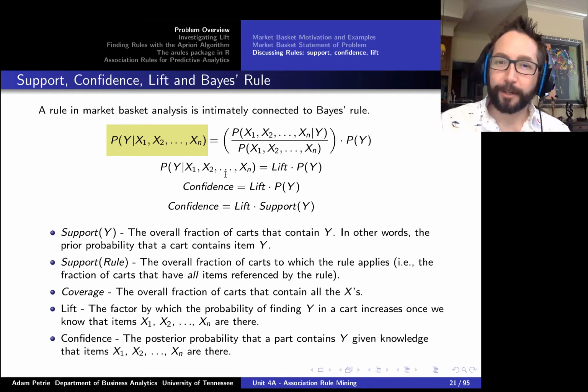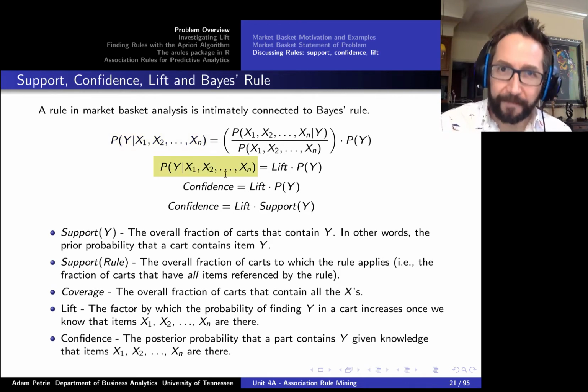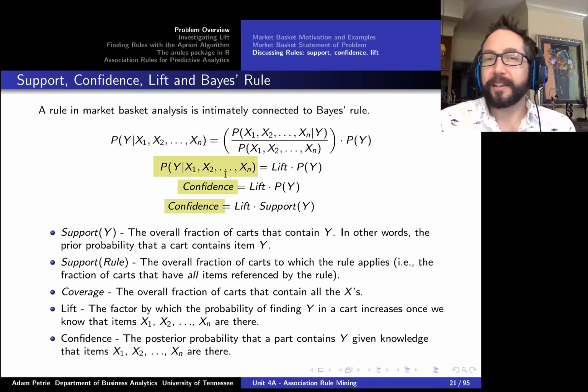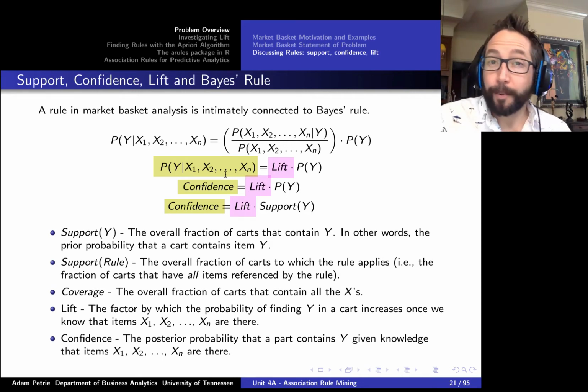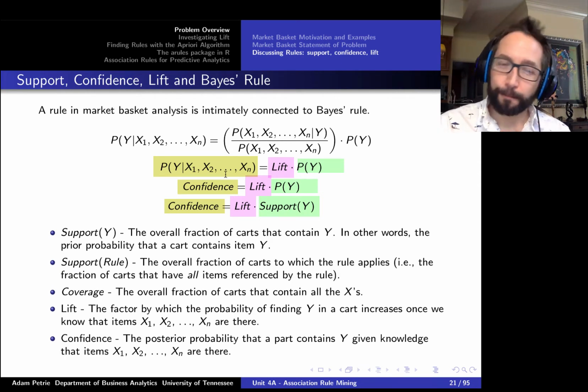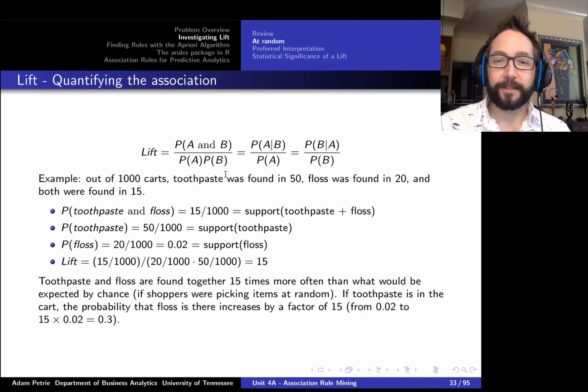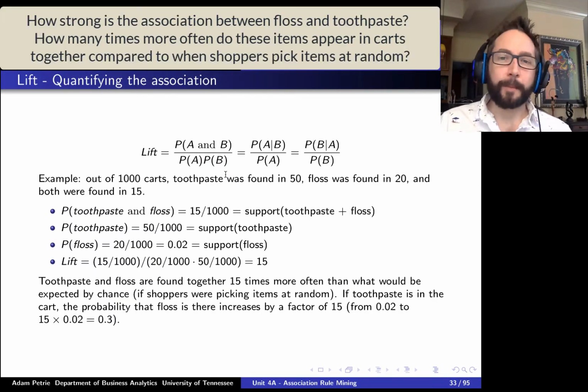Using Bayes' theorem, grouping terms, and just replacing those terms with what we use in market basket analysis, we find that the posterior probability of finding y, the confidence of that rule, is just the lift of that rule times the support of y, the prior probability of finding y. And so there's that nice relationship between all of these terms we've been using in conditional probability and market basket analysis.